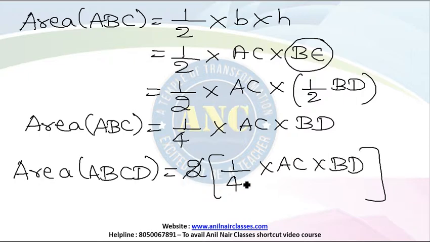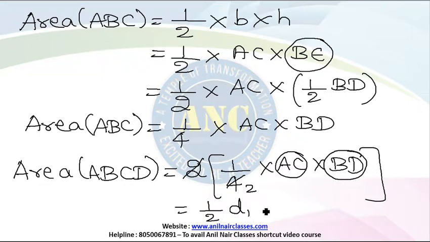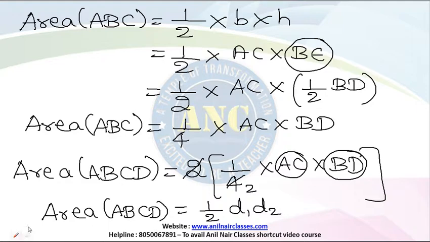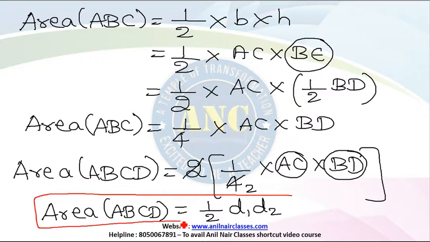So this will be 2 into 1, 2 into 2. In simple language, this is half into AC, which is one of the diagonals, which I will call D1. BD is the other diagonal, which I will call D2. Very, very important point. Area of quadrilateral, in particular that quadrilateral is nothing but, which one? Rhombus. Area of rhombus is given by the notation half into diagonal 1 into diagonal 2. In simple language, half into D1 into D2. If you remember that, that is sufficient.